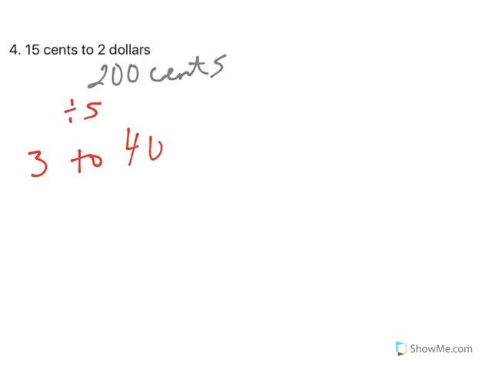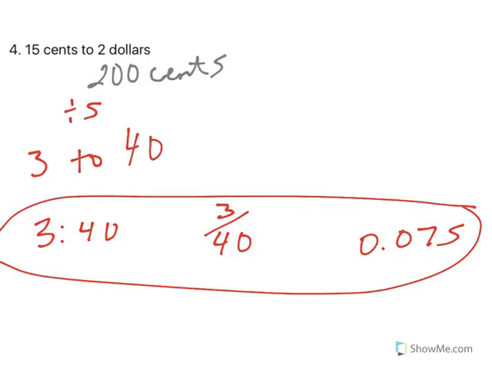15 cents to $2. Well, $2 is the same as 200 cents. So 15 to 200, those are both reducible by 5. So I end up with 3 to 40. I don't know why I put 2. 3 to 40. So, colon, fraction, decimal. And there's your 3 different ways.